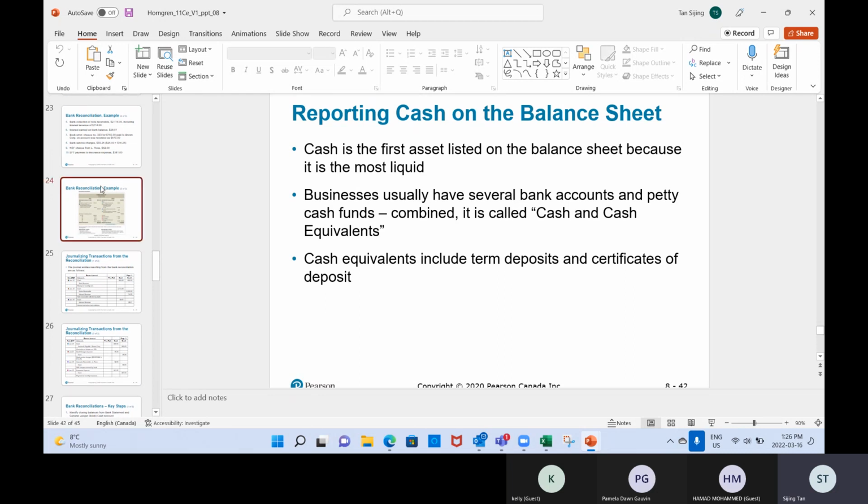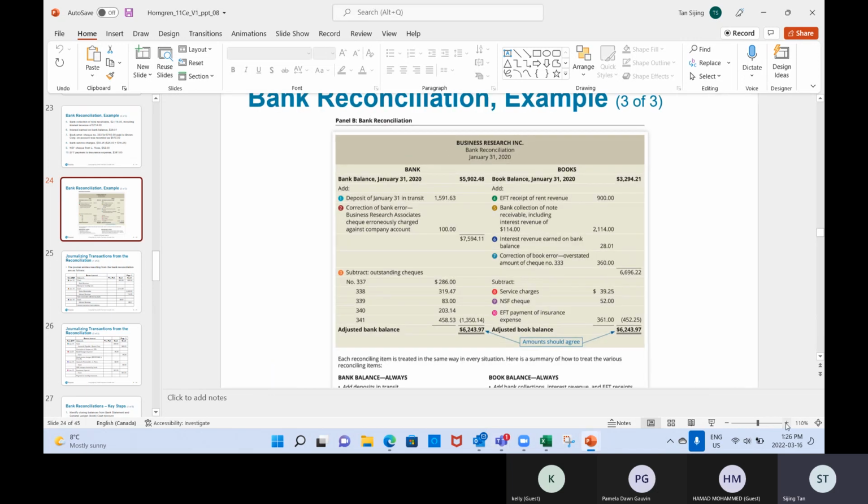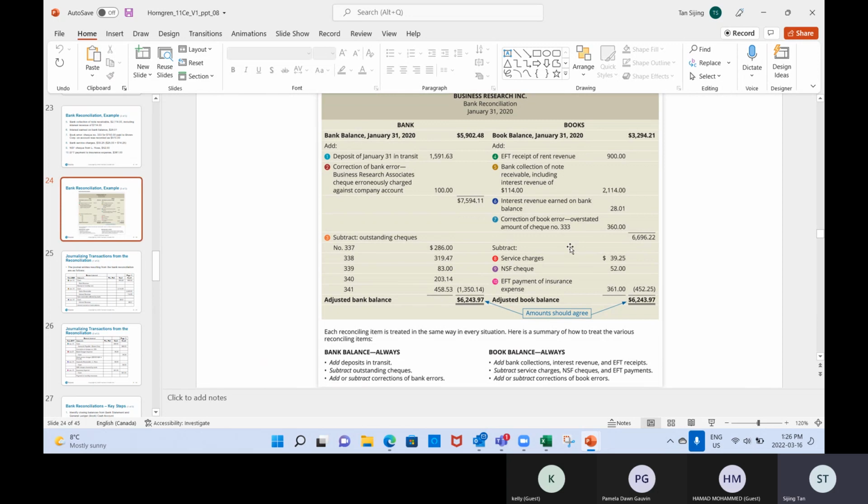Chapter 8. I'll just pull these slides out so every one of us can see how you're going to organize the bank reconciliation. Because all those accounts just don't change. See, when you see the bottom of this slide, each reconciling item is treated in exactly the same way in every situation.